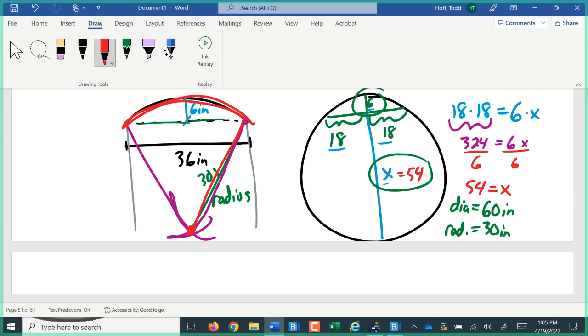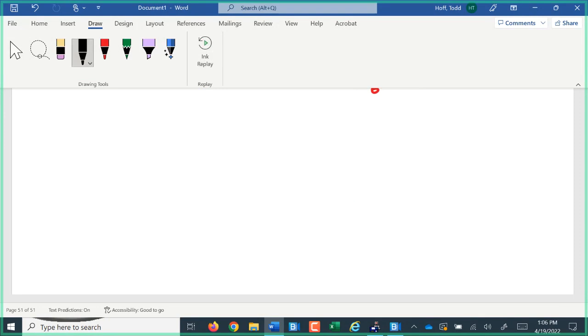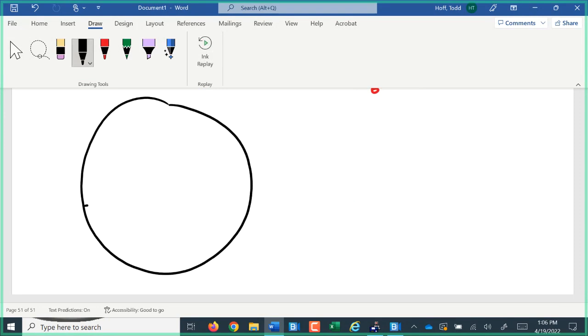I mean, there's a shortcut formula. Instead of 18 times 18 equals 6x, they have a shortcut formula: 18 times 18 divided by 6 equals x. Then you still got to go through and add them together. Other cool thing about intersecting chords.